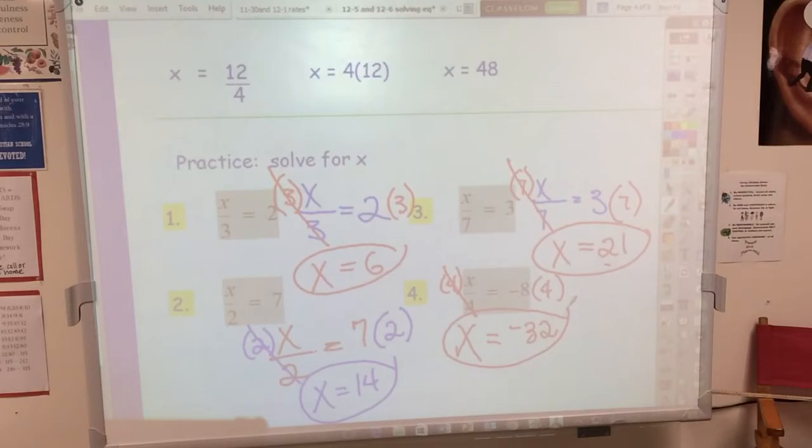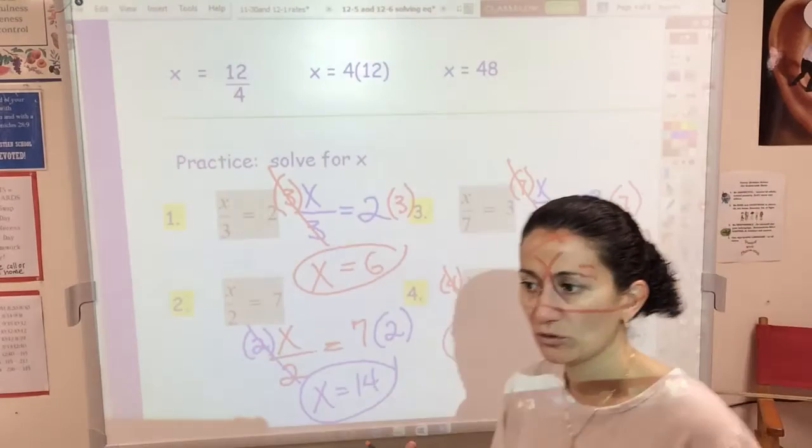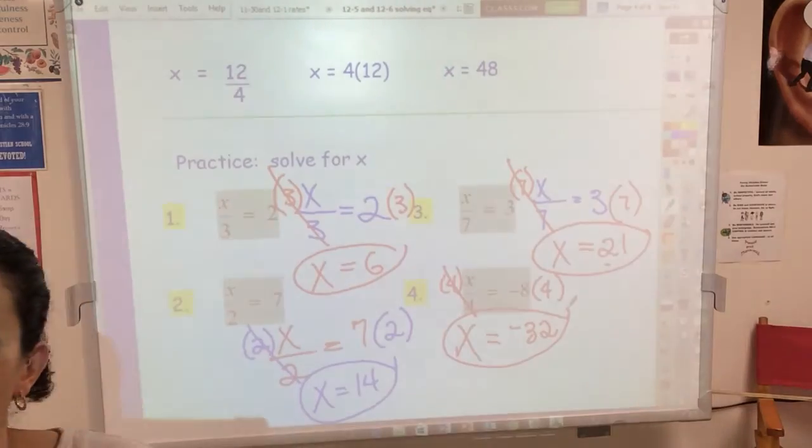All right, so that is a few quick, easy examples of one-step equations with multiplication and division. Bring these tomorrow and we'll move forward onto more difficult, complex, multi-step equations.